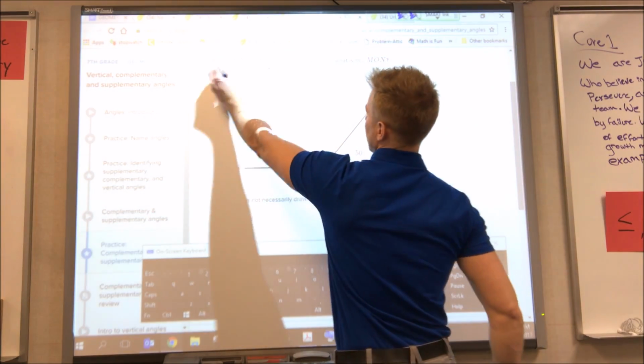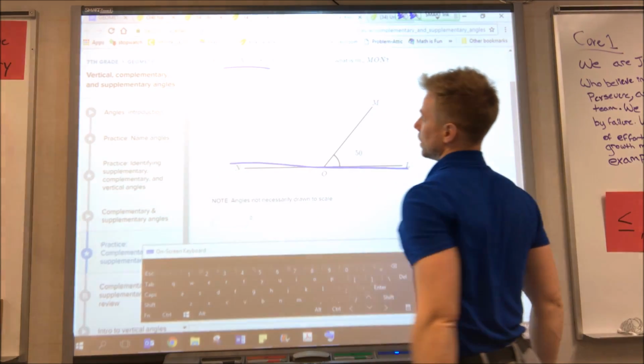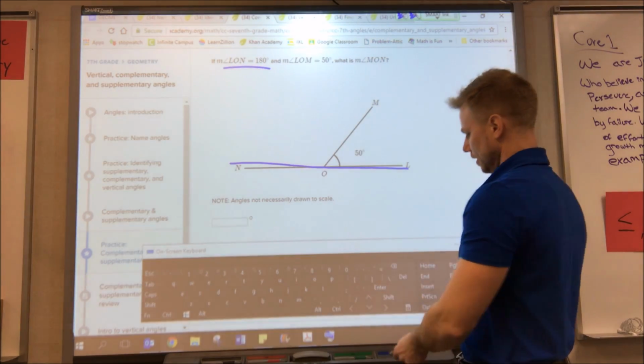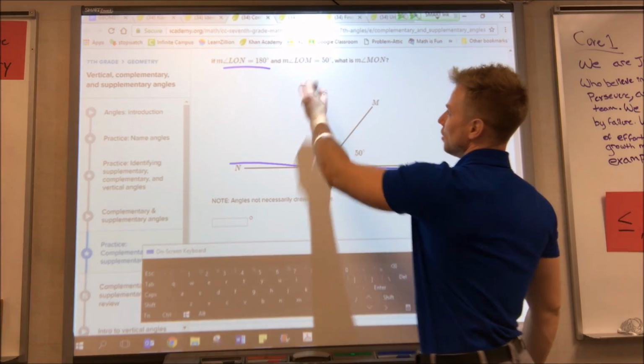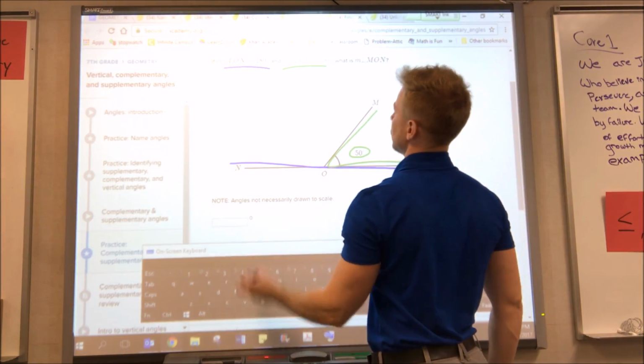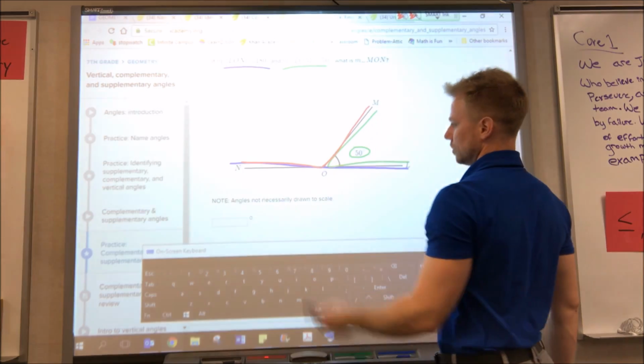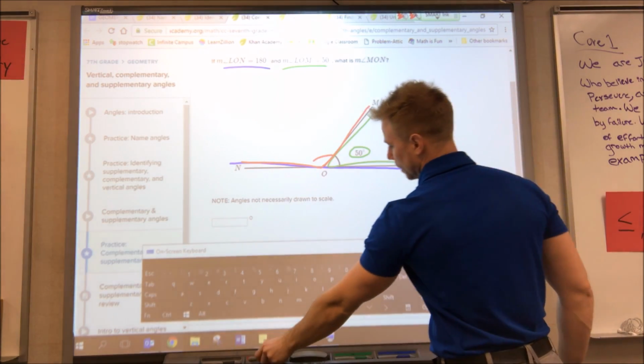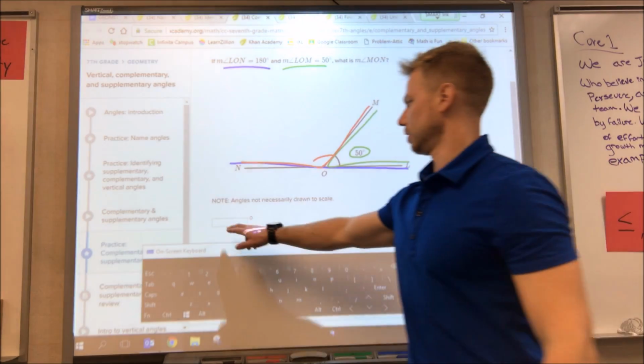LON is 180, so it's a straight line. LOM is 50, which is right here, 50. We need to find MON, which is here. Again, we do 180 minus 50, which gives us 130.